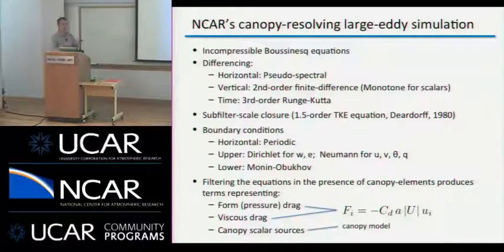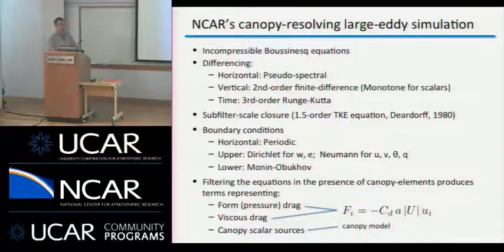So placing the equations on a discrete grid is an implicit filter. We actually do explicit filtering of the equations as well, because we use a spectral method to solve the equations, so we truncate the top one-third of wave numbers. But in doing so, there are terms in the equations that represent the presence of the canopy elements, because the processes of filtering and differentiation do not commute in the presence of quantities that are not constant around the elements.